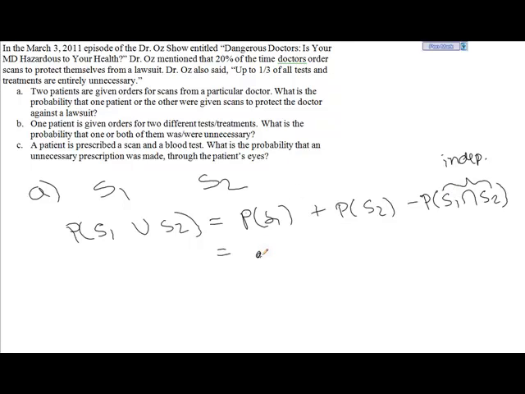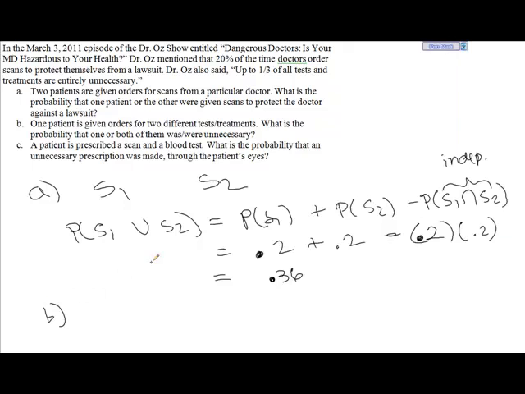assume independence. So this number is 0.2, this number is 0.2, and now under independence, it's just the product of the probabilities. So that'll be 0.2 times 0.2, the probability of first person scanned, probability of second person scanned, and plugging this all in, this is 0.4, this is 0.04, the difference is 0.36, 36% chance.